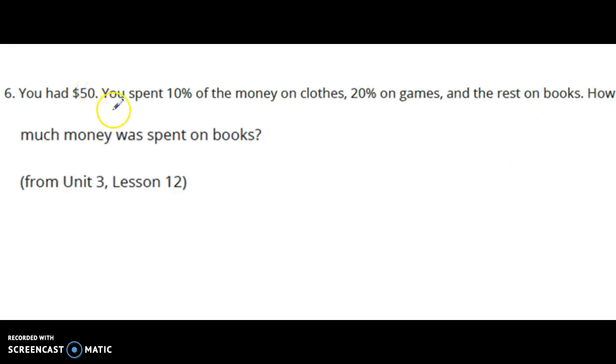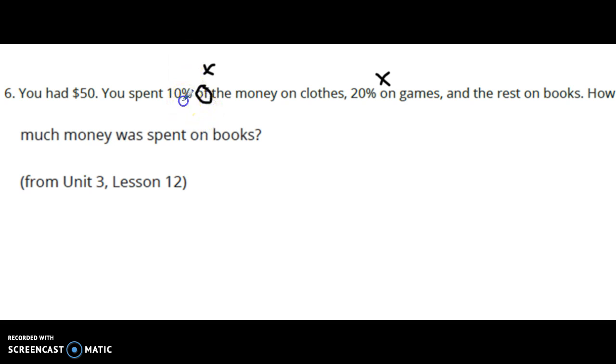So let's start with 6. You have $50. You spent 10% of the money. This word of means multiplication. So you spent 10% of the money on clothes, 20% of the money on games. So once again, I'm going to multiply here. And the rest on books. How much money was spent on books? So I think I can do this in one quick step.